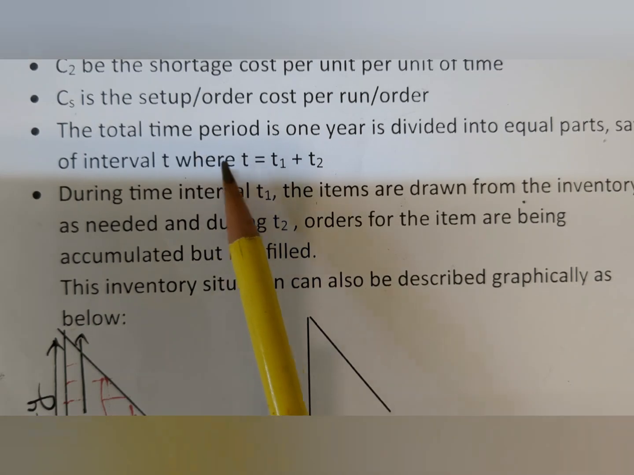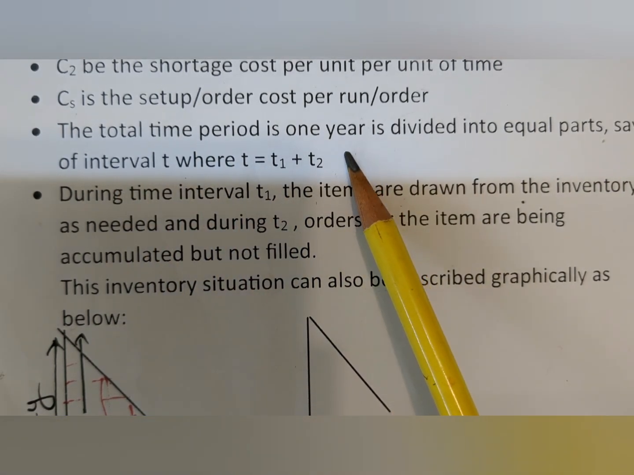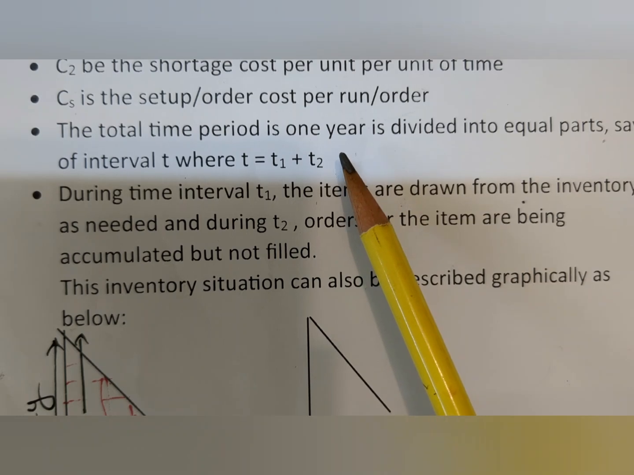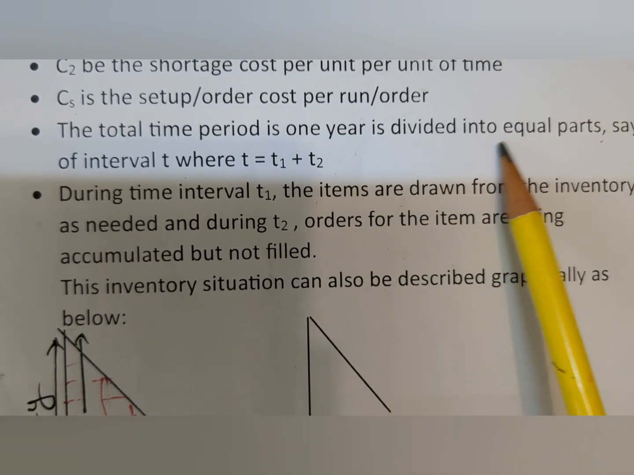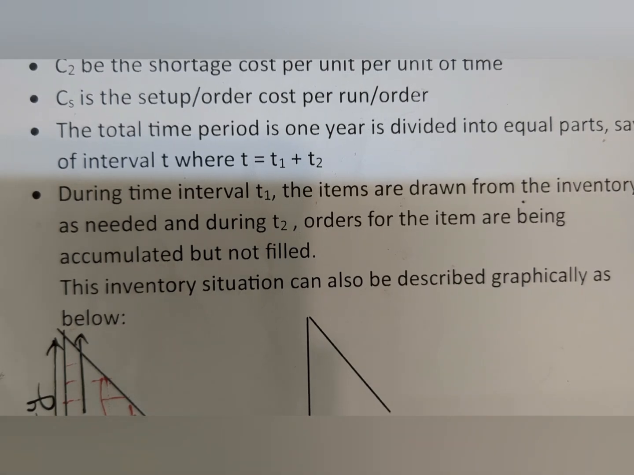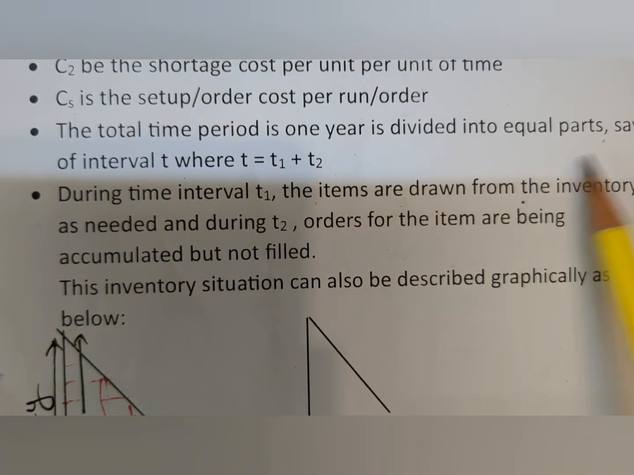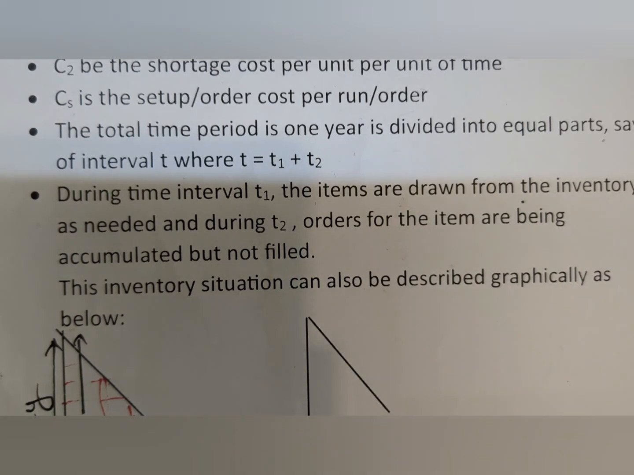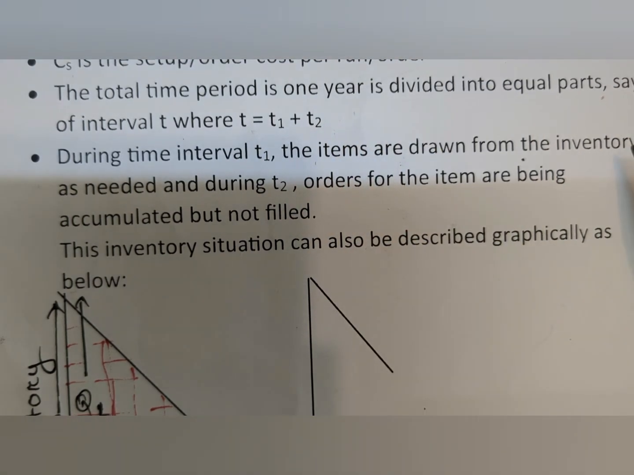The total time period is 1 year. In this case, we are considering the problem for a 1 year time period, which is divided into equal parts, say of interval time T, and T is equal to t1 plus t2.